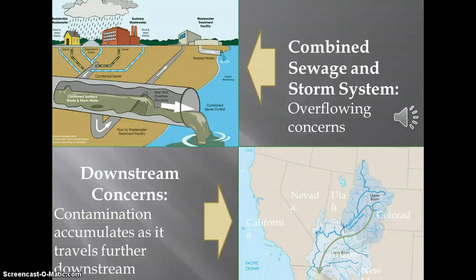The bottom diagram shows the Colorado River. The red arrow points in the direction the river flows. Many cities rely on this river, but unfortunately the contaminated river gets worse and worse as it goes downstream. The EPA estimates that more than 860 billion gallons of sewage are annually dumped into America's lakes and rivers.